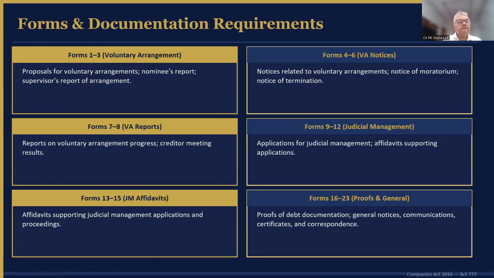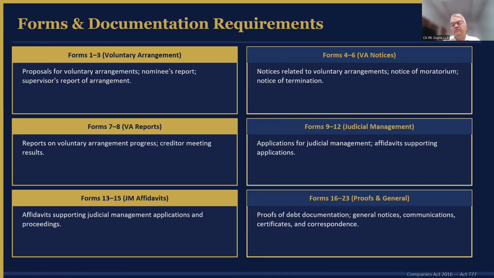Now forms and documentation requirements. Forms 1 to 3 for voluntary arrangement, which include proposals for voluntary arrangements, nominee's report, and supervisor's report of arrangement. Forms 4 to 6, five-way notices, notices related to voluntary arrangements, notice of moratorium, and notice of termination. Forms 7 to 8, voluntary arrangement reports. These are reports on voluntary arrangement progress and creditors meeting results.